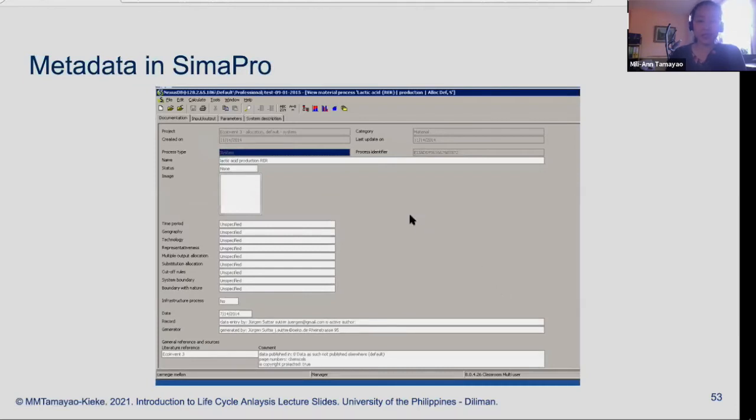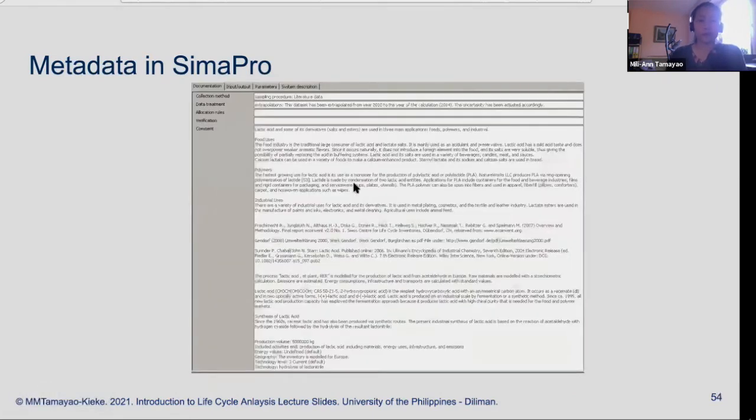Okay, so this is the one that I was looking for. This is the one for SimaPro. I skipped a bit, I guess. So you can see here the documentation for each unit process. You have the time period, geography, technology, etc. And more information about the data set.